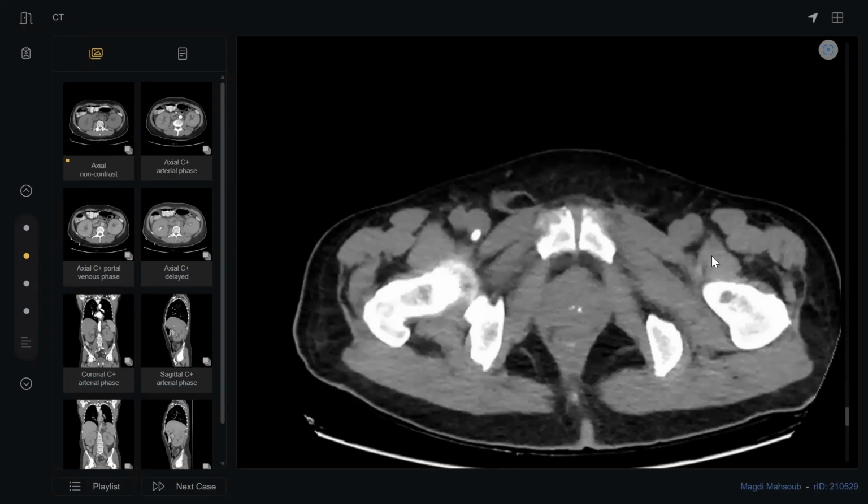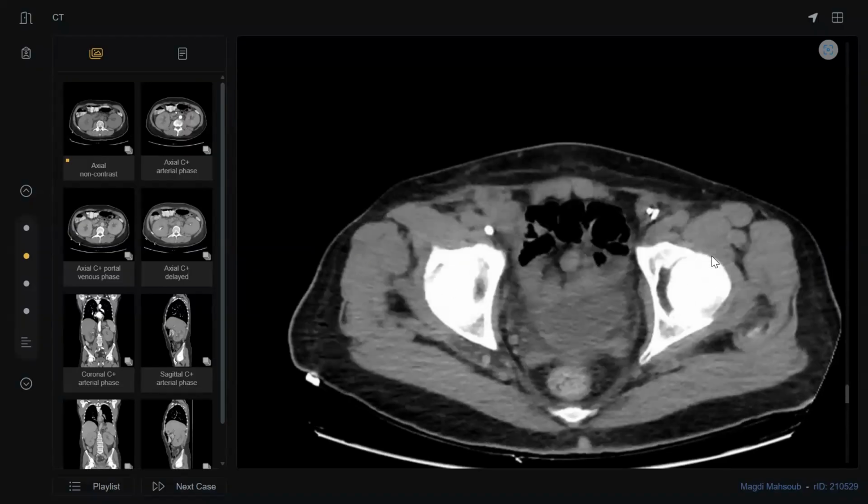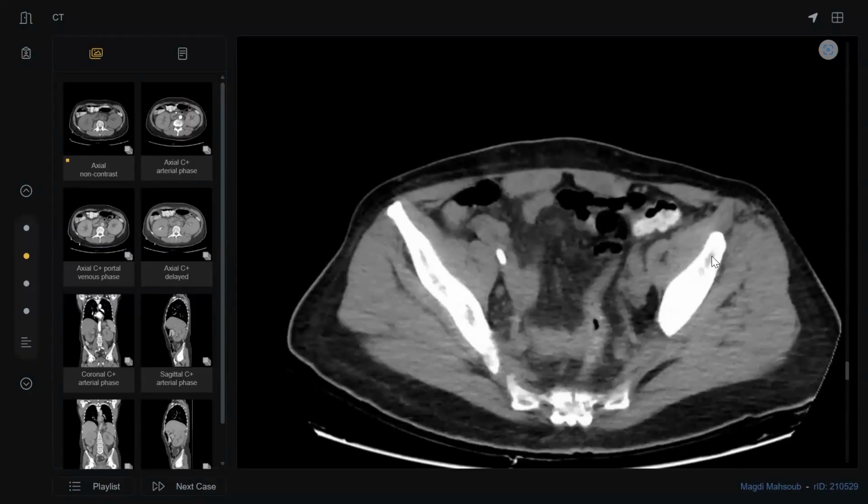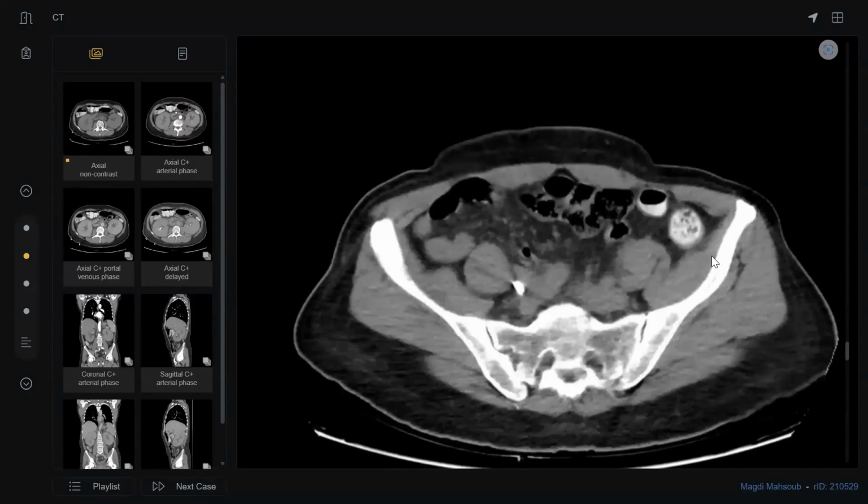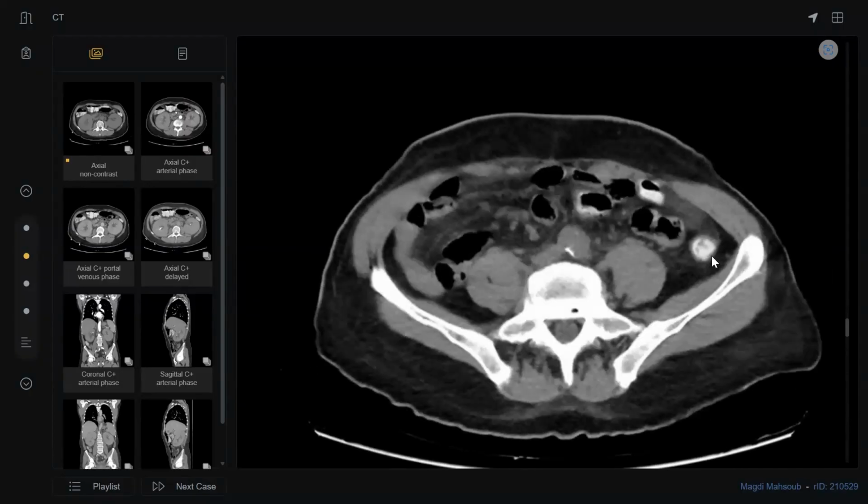Doctor, what's your differential diagnosis? Tell me what's in your mind. Yes, so pyelonephritis is my first diagnosis in this. Please look again at both kidneys. Look again, look again.